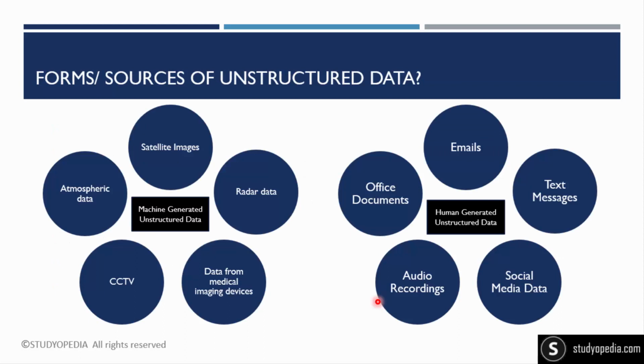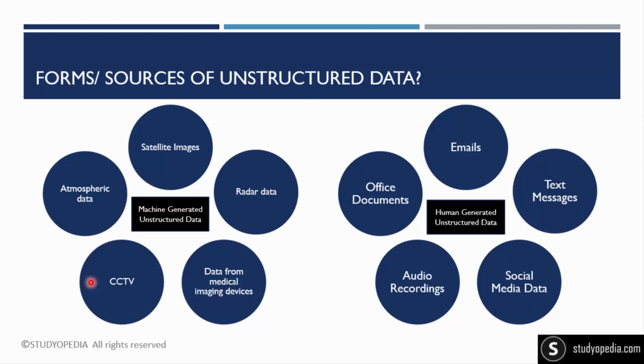What are the forms and sources of unstructured data? Just like structured data, unstructured data also has two forms: machine generated and human generated. Let's focus on machine generated first. Satellite images data is used by Google Maps so that they can track live traffic. Then there is data from medical imaging devices. ECG, EEG, MRI, all these data are in the form of images, 3D images you can say. So it's hard to structure it. Therefore, it comes under unstructured data form.